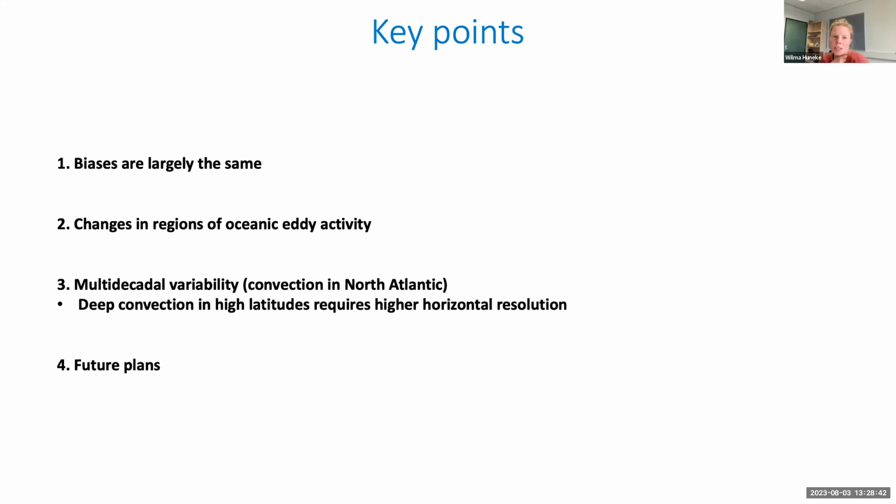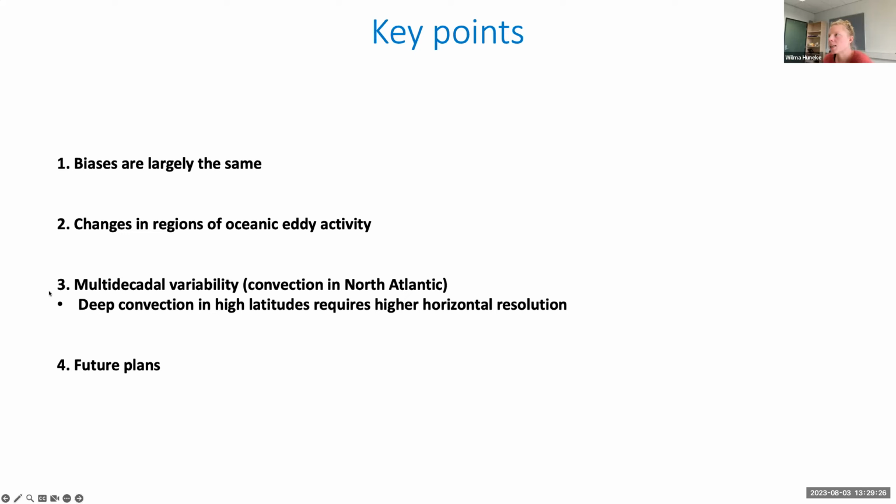So my take-home message is here. I put it at the beginning. I thought it's maybe then easier to read the slides of the figures. So basically, the main biases that exist in the 1 degree CMIP6 coupled model stay with the increased ocean resolution. We do see changes in those regions where the ocean mesoscale is important. So the western boundary currents, for example, the Southern Ocean, regions where we have lots of eddies, there are regions where we see changes.